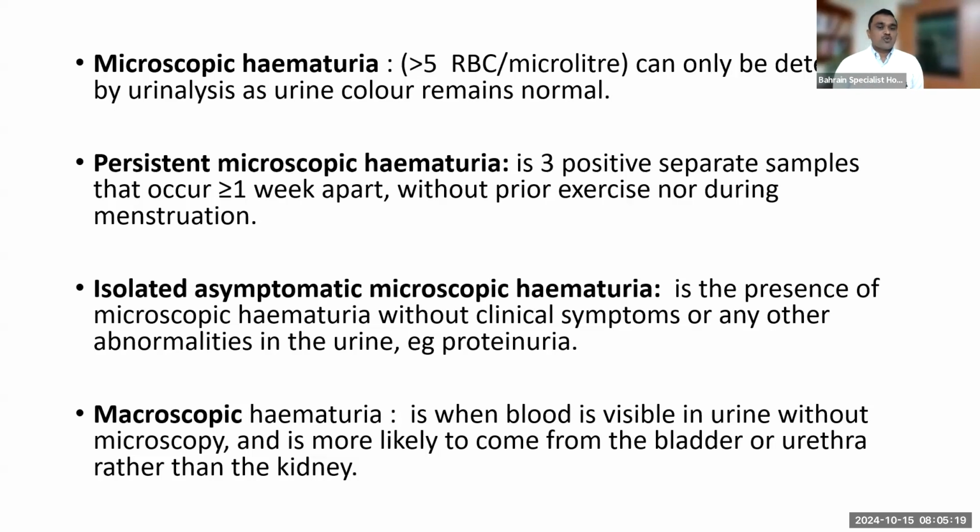Persistent microscopic hematuria is defined as 3 or more positive separate samples occurring more than 1 week apart, without any prior exercise and not during menstruation in girls. Isolated asymptomatic microscopic hematuria is the presence of microscopic hematuria without any clinical symptoms or any other abnormalities in the urine analysis like proteinuria. Macroscopic hematuria is when blood is visible in the urine without microscopy and is more likely to come from the bladder or urethra rather than the kidney.